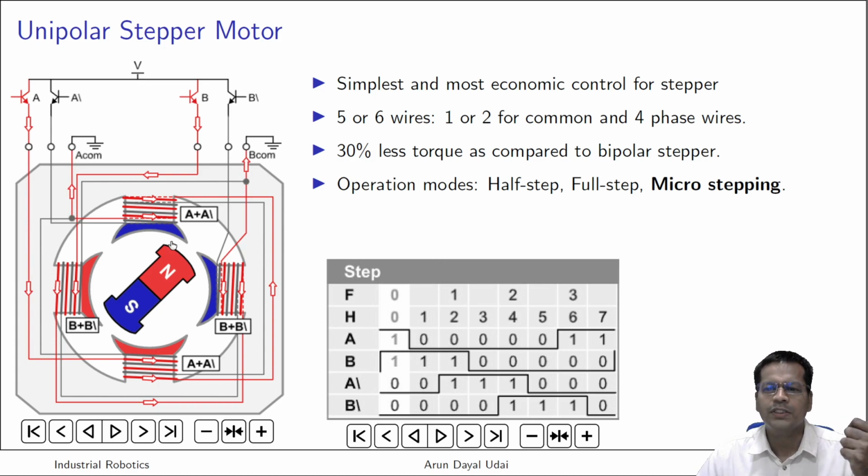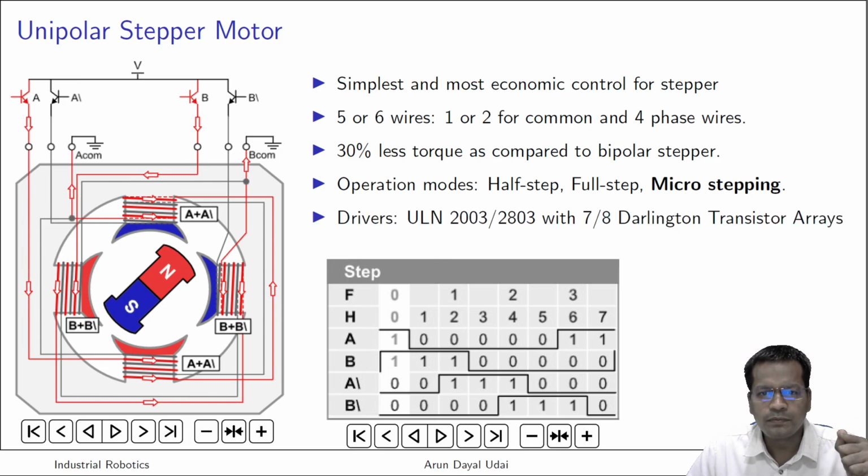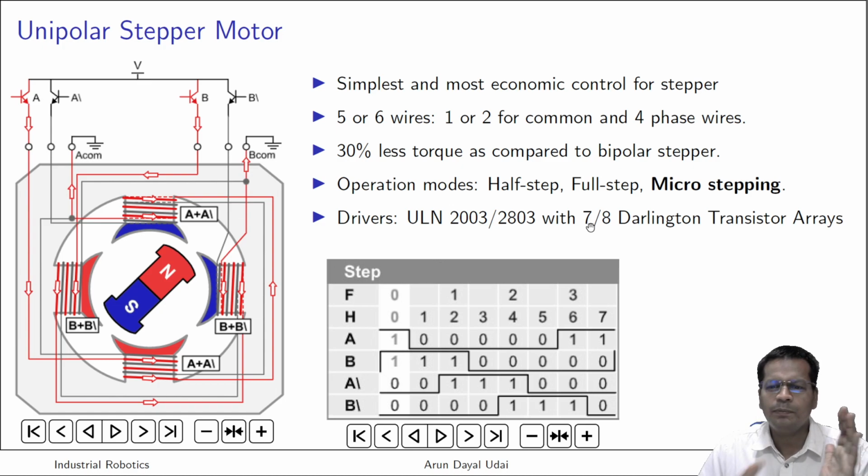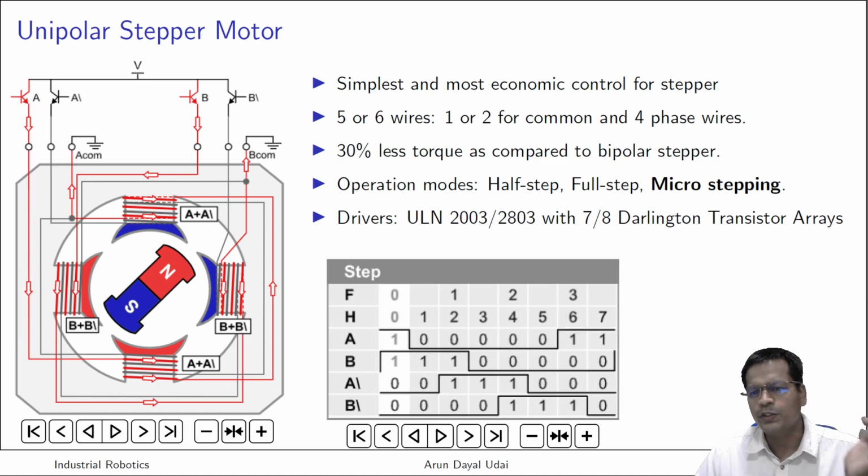So industrial drivers also support micro stepping, but in a standard printer, fax, or robotics, you don't use micro stepping. A standard driver for this, which has 4 or 8 or 9 of these types of gates, is there in the ULN 2003 or 2803, which has 7 Darlington transistor arrays. You have 2 transistors one after the other, making 1 to 1.